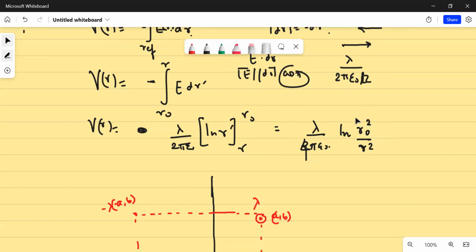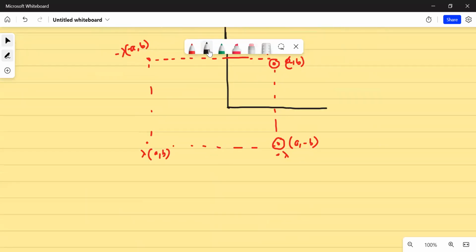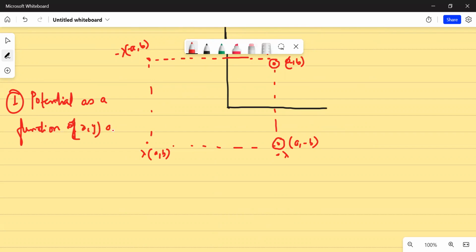Okay. So now what one needs to find, what is the problem statement? First thing that we want to find, from this particular problem, is the potential as a function of x, y anywhere in the space. That is, I want to find the potential on the xy plane as a function of x, y. Is the point clear?